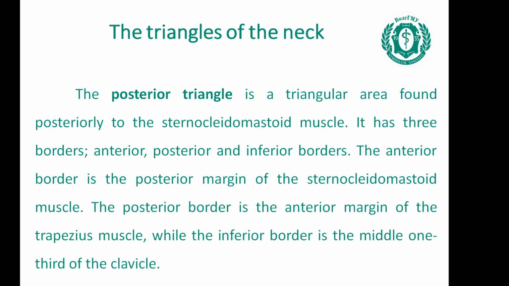The posterior triangle is a triangular area found posterior to the sternocleidomastoid muscle. It has three borders: anterior, posterior, and inferior. The anterior border is the posterior margin of the sternocleidomastoid muscle. The posterior border is the anterior margin of the trapezius muscle, while the inferior border is the middle one-third of the clavicle.